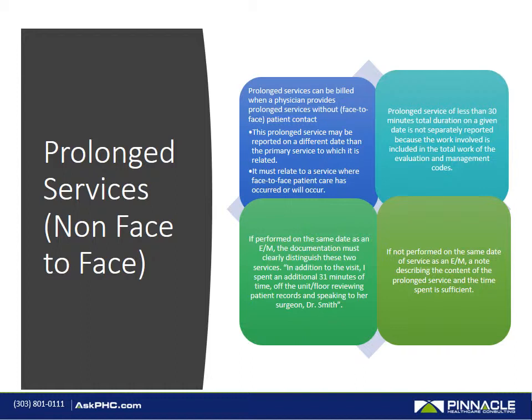Non-face-to-face prolonged service codes should not be used with chronic care management or transition care management services. The care provided in non-face-to-face services must be related to an evaluation management service where face-to-face care did occur or will occur within a reasonable amount of time. And it must be related to ongoing patient management.